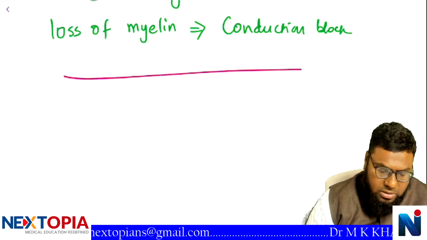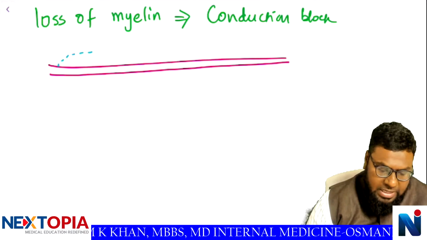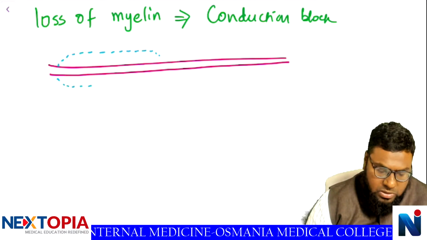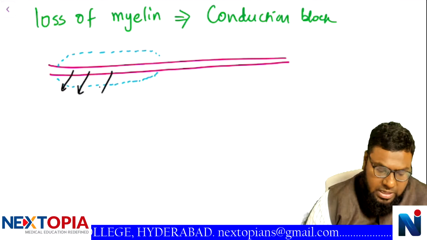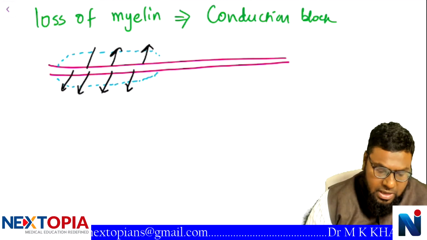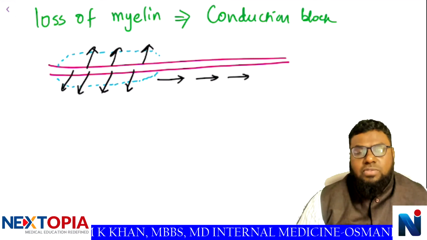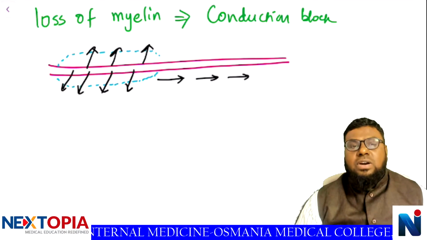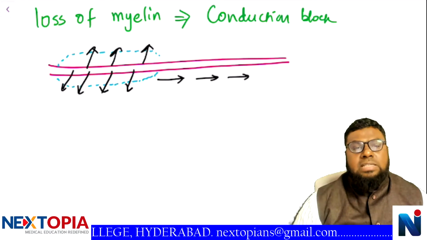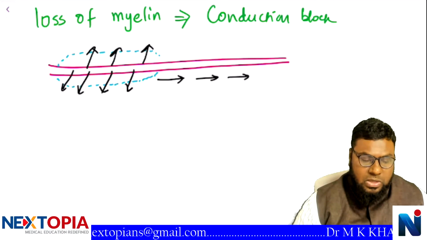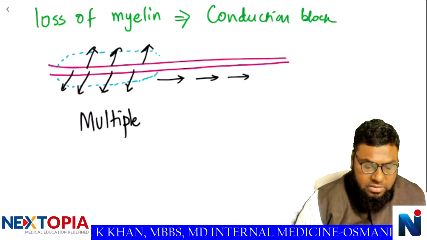So if this is the axon, there is no myelin sheath. Previously, say suppose the myelin sheath was here. Because of demyelination, it is lost. So what will happen to the electrical stimulus or current? It is lost in the peripheries like this. If it is lost in the peripheries, it cannot conduct in this direction from one part of the neuron to the other. So that results in what is known as conduction block. Multiple sclerosis is a demyelinating disorder of the central nervous system, whereas Guillain-Barré syndrome is a demyelinating disorder of the peripheral nervous system.